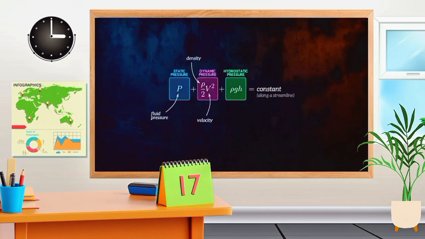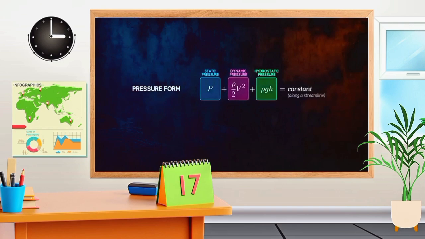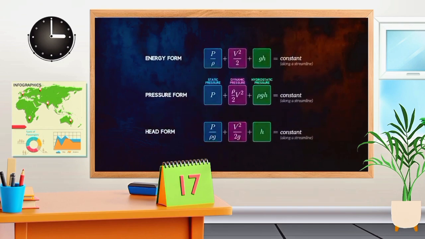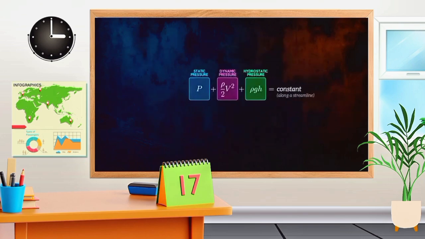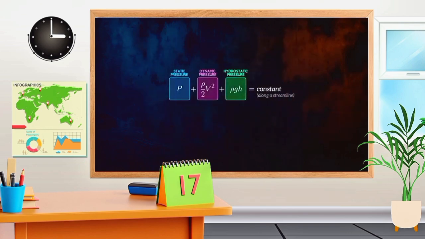g is gravitational acceleration, and h is the elevation of the fluid, which is just its height above a reference level. This is the pressure form of the equation, but it can also be presented in the head form and the energy form. We can think of Bernoulli's equation as a statement of the conservation of energy. It says that along a streamline, the sum of the pressure energy, kinetic energy, and potential energy remains constant. This is really valuable information that can help us analyze a whole range of fluid flow problems. The equation does have a few limitations, which I'll cover later on in the video.